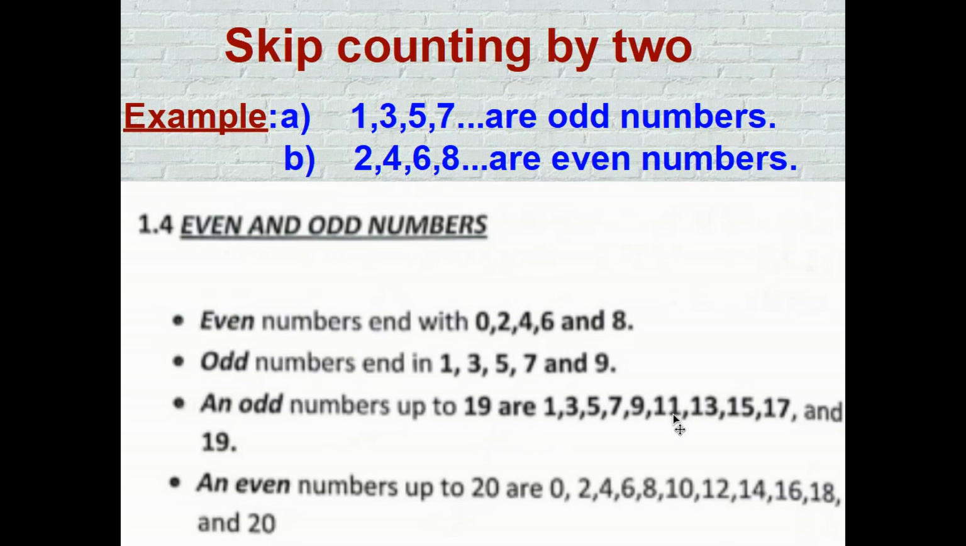Odd numbers cannot be divisible by 2. 1, 3, 5, 7, 9. All these numbers cannot be divisible by 2, and they end with 1, 3, 5, 7, and 9. Is it clear? Good.